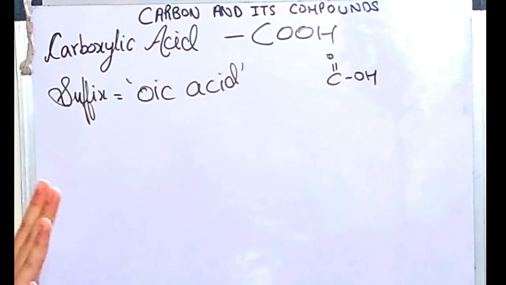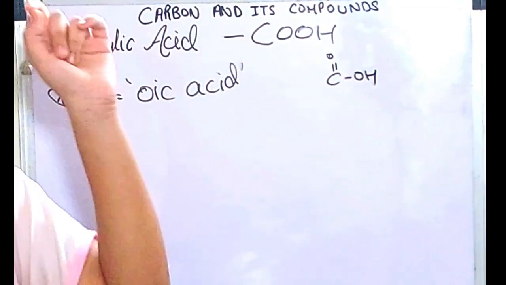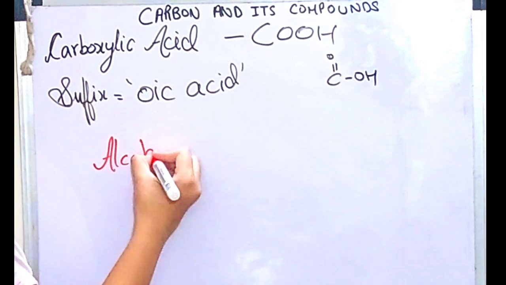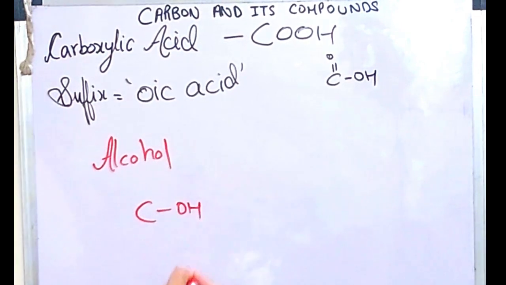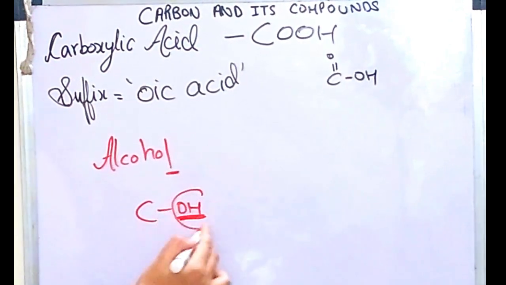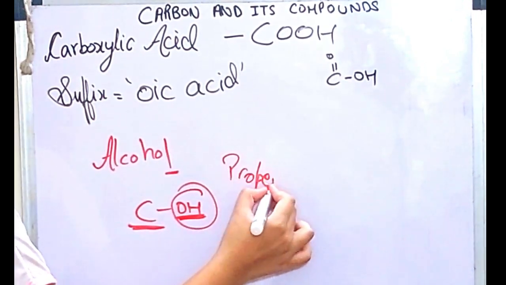Let me tell you what a functional group is first. Functional groups are groups of atoms which join the chain of carbon compounds, and the property of that carbon compound depends on that functional group. Like we learned alcohol, that was OH, and its suffix was ol. So when this OH joins with the carbon, it changes its property, right?